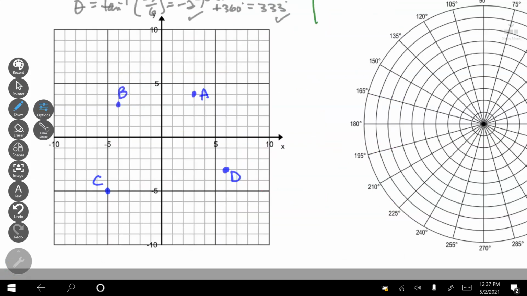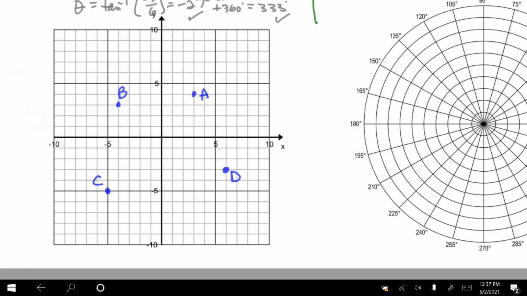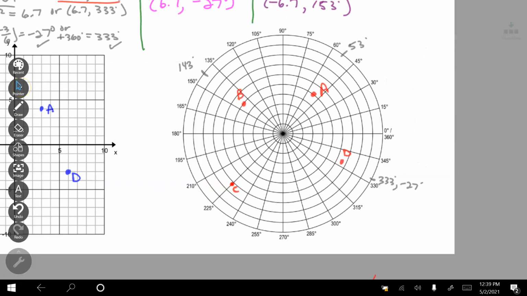The first point was 3, 4, and you see in quadrant 1, 3, 4. B was negative 4, 3, C was negative 5, and D was 6, negative 3. Really easy to do. Now I'm going to move to the right and do it on the polar grid, on all the polar coordinates that we had in that first column that we filled out. So you can see I marked A, B, C, D on the polar grid.